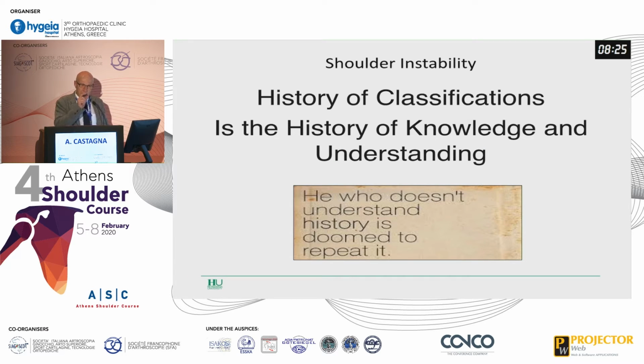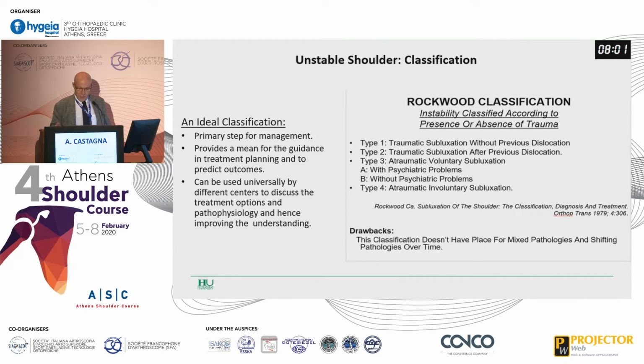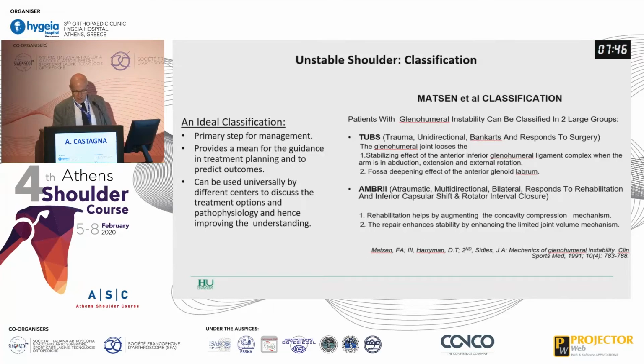So let's go back quickly to the classification. If you look at the history of classification, you may understand the history of the knowledge and understanding of this condition. And if we know the history, we may not repeat some mistakes. So very quickly, we started with many classifications here. The Rockwood classification with traumatic, subluxation, atraumatic, voluntary, and it was probably 50 or 40 years ago. Then we moved much closer to our consideration, that is the Allen's classification, then the Madsen, traumatic, atraumatic, but not even covering all these conditions.